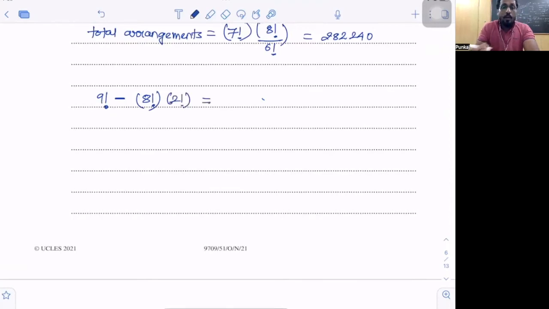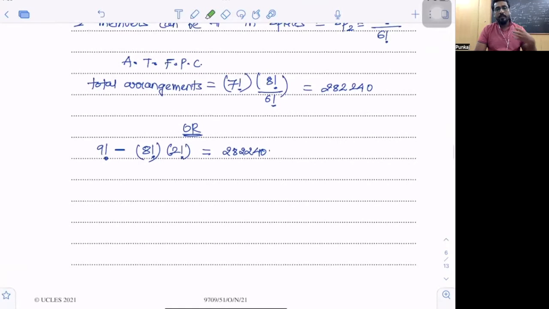The answer should come exactly same. So any of the methods you want, you can apply. So I'm going to get the answer over here as well. So 9 factorial minus 8 factorial multiplied with 2 factorial, that's just 2. So the answer comes what? It is still 282,240. So students, either of the methods can be utilized to get the answer, right?